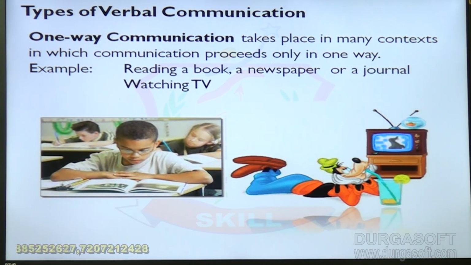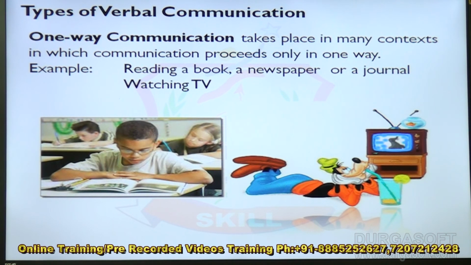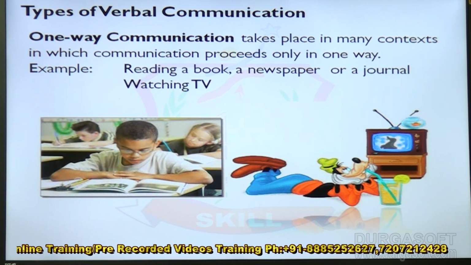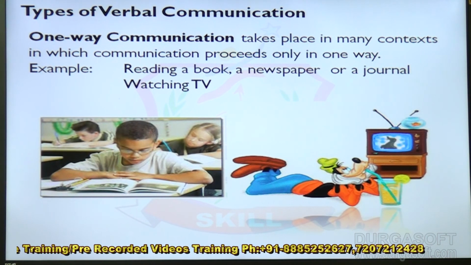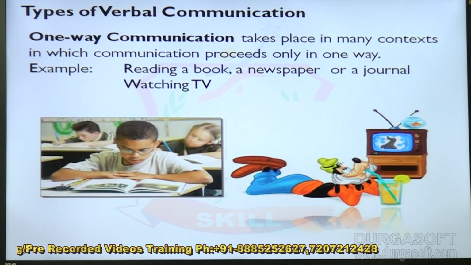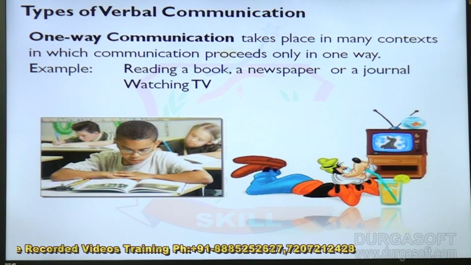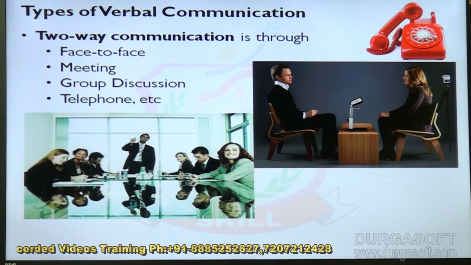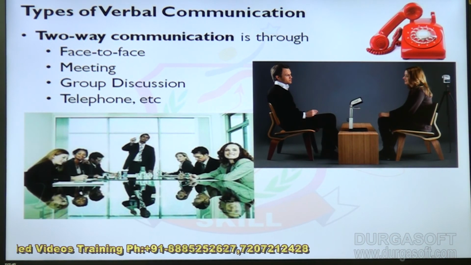In this, oral communication takes place in many contexts in which communication proceeds only in one way. That is, only one person is involved in this particular communication, and that too in one way. Examples are reading a book, reading a newspaper or a journal, or watching television, which are nothing but one-way communication. Now we will see the other type, that is two-way communication.